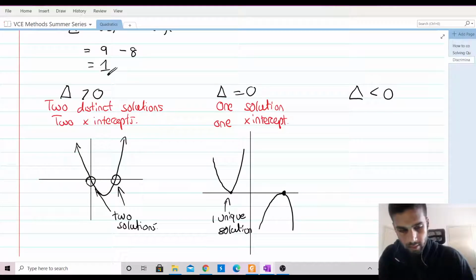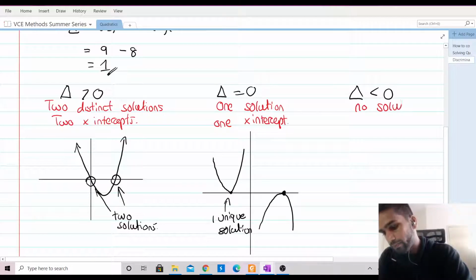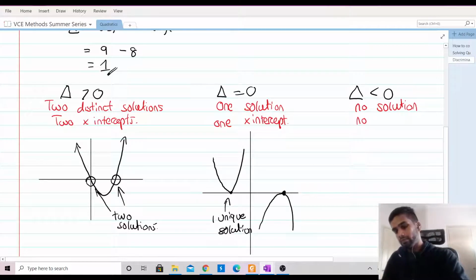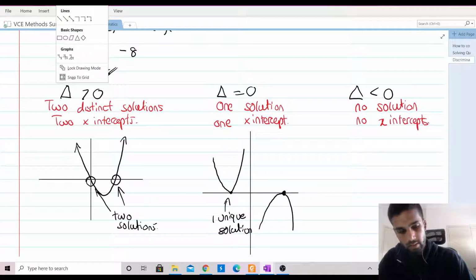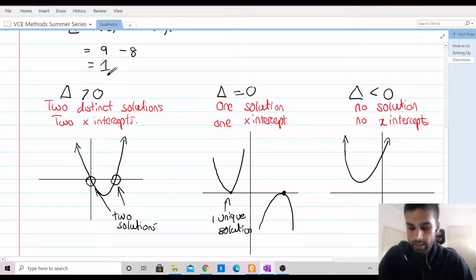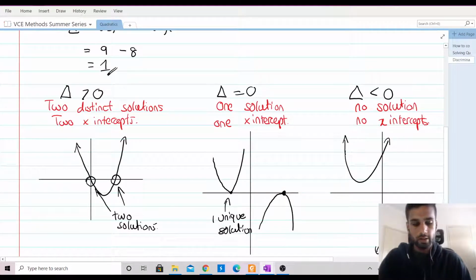And you can guess what happens when the discriminant is less than 0. That means there is no solution, or the quadratic equation has no x-intercepts. And that looks like this. Something like that. This graph does not touch the x-axis, so it does not have any x-intercepts. Another version will be something like this. So there are 3 different scenarios that can happen with this equation.